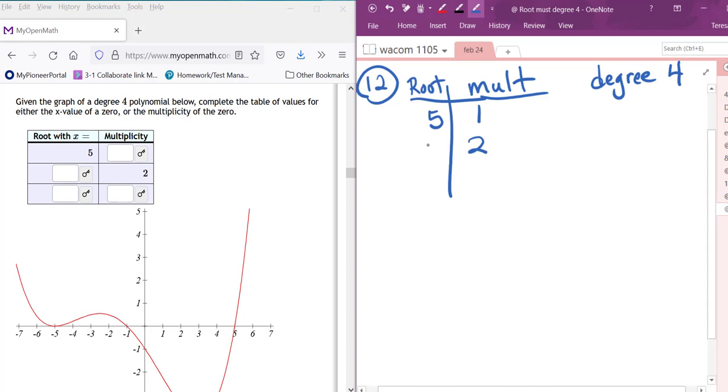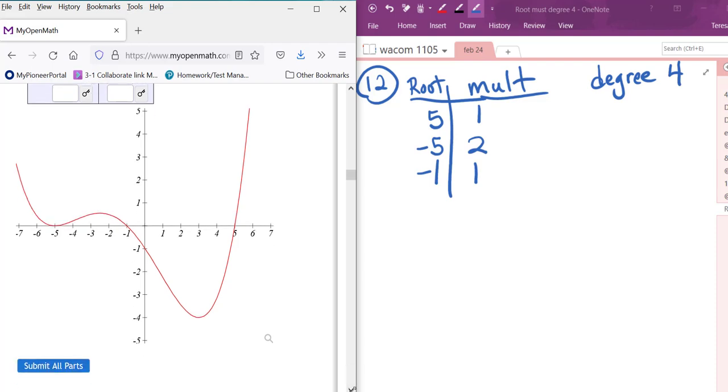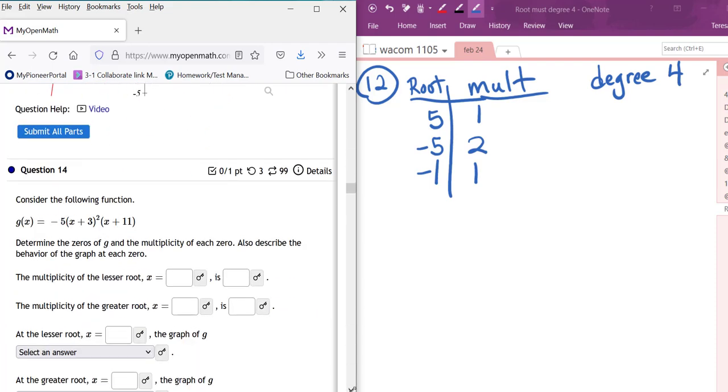So at -5, that is an even multiplicity, and they already gave it to us, right? And we have one more 0 at -1, and it crosses through. So that is odd, and it will just be 1 because those add up to 4. Right, then I went to 14.